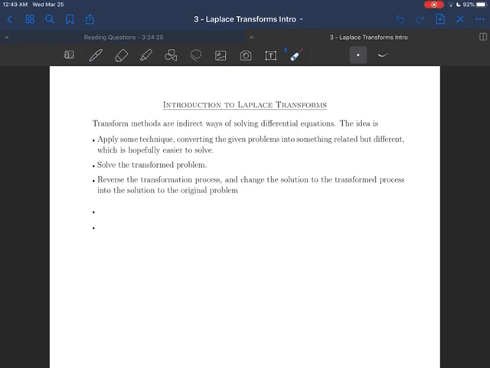Hi everyone, we're on to a new topic today, so we're starting with chapter 5, talking about Laplace transforms. So we're going to be trying to solve differential equations, but we're going to take a very different approach now to the one that we've taken before.